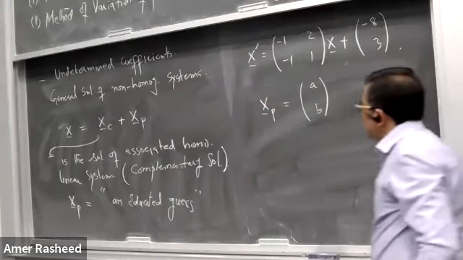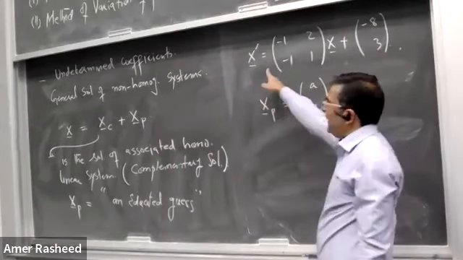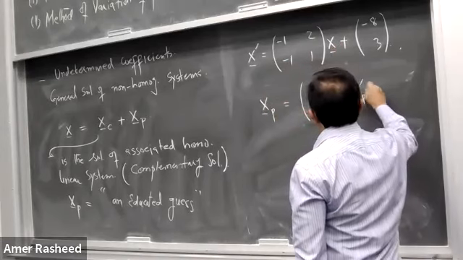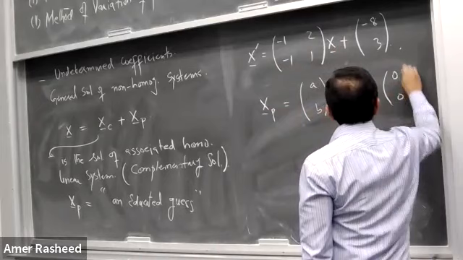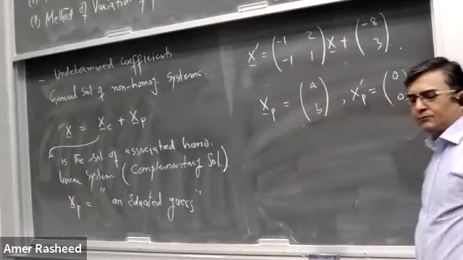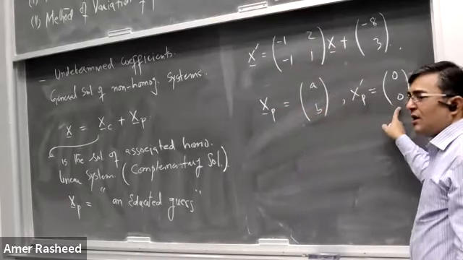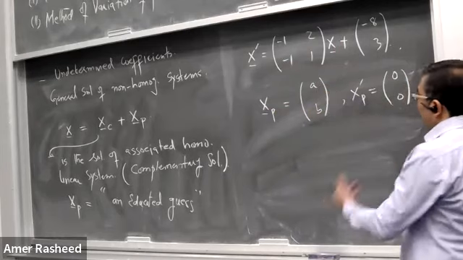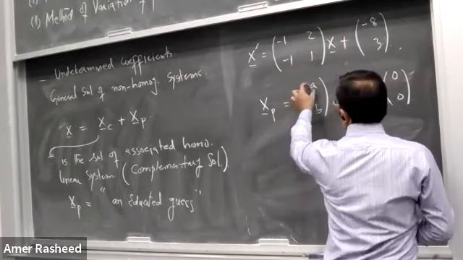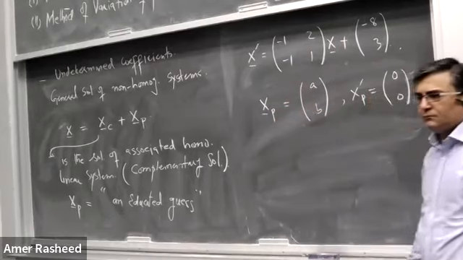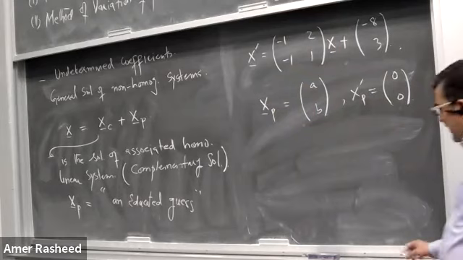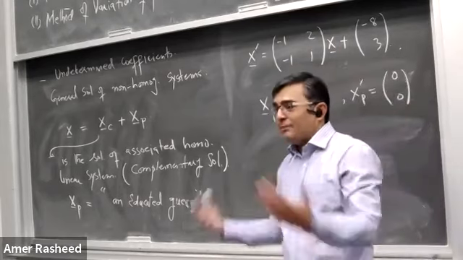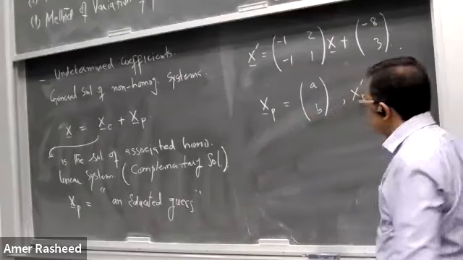In order to insert this in the system, we need xp dash. What will xp dash be? It should be 0 because it has constant entries. How to take the derivative of this vector? You take the derivative of each entry separately. Similarly, how to integrate this vector? You have to integrate each entry separately. Remember this.